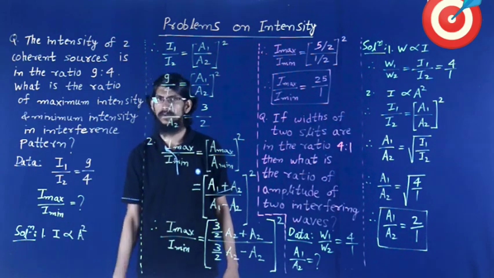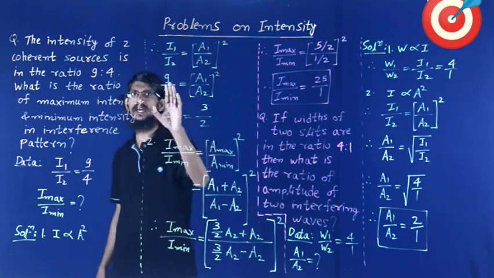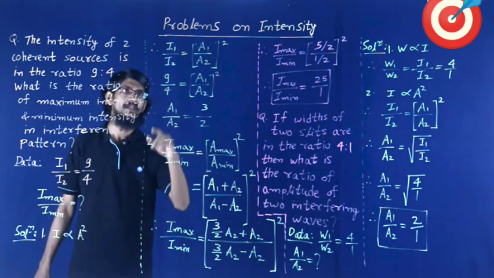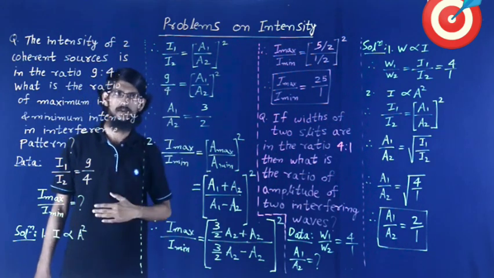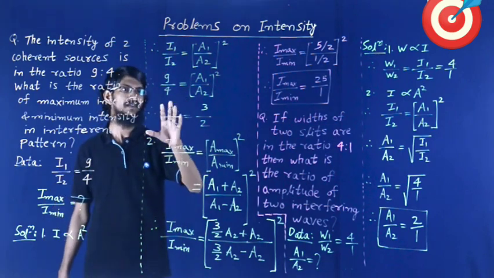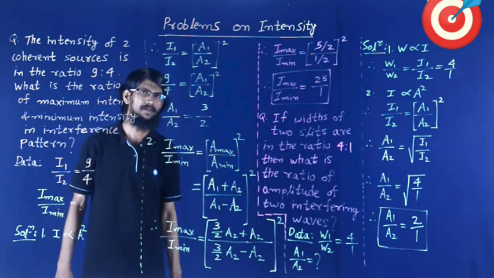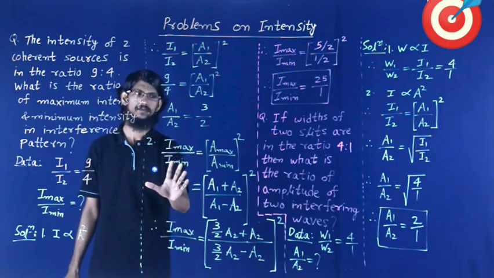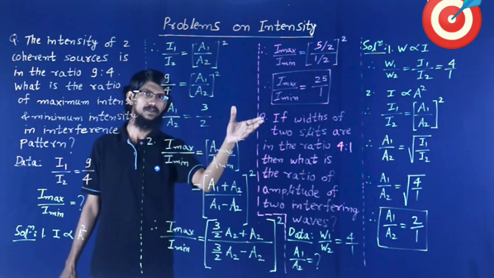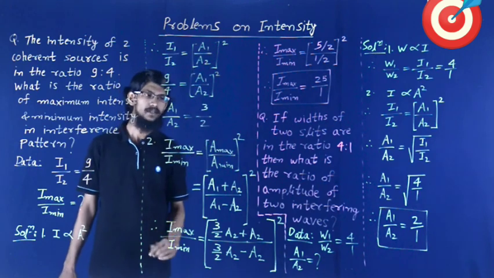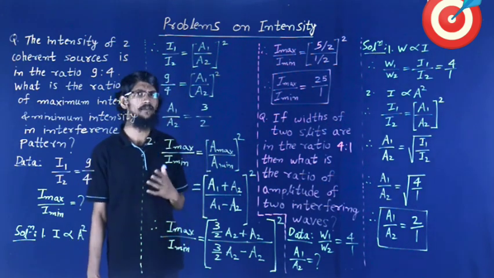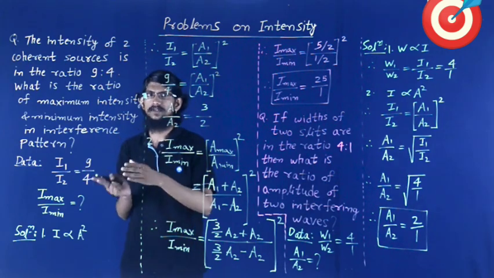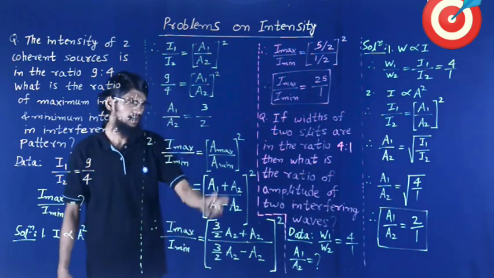We know I is proportional to A square, so we can write I1 upon I2 is equal to A1 upon A2 whole square. Now I1 upon I2 is given as 9/4. We will get A1 upon A2 is equal to 3 upon 2. Now we know Imax upon Imin will be A max upon A min square, similar to this. Now A max, we know maximum amplitude is A1 plus A2, and minimum is what? A1 minus A2.